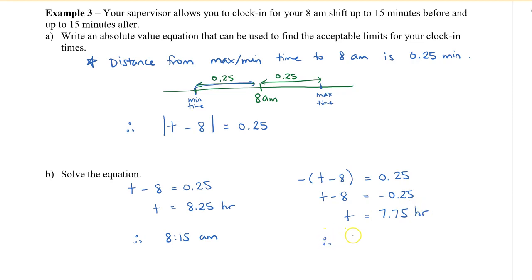Or, in time, this would be 7:45. Okay, so this does work because I know that 15 minutes before 8 o'clock, it is 7:45, and then 15 minutes after 8 o'clock, it is 8:15. So an absolute value expression that can represent the situation would be the absolute value of t minus 8, which equals 0.25.